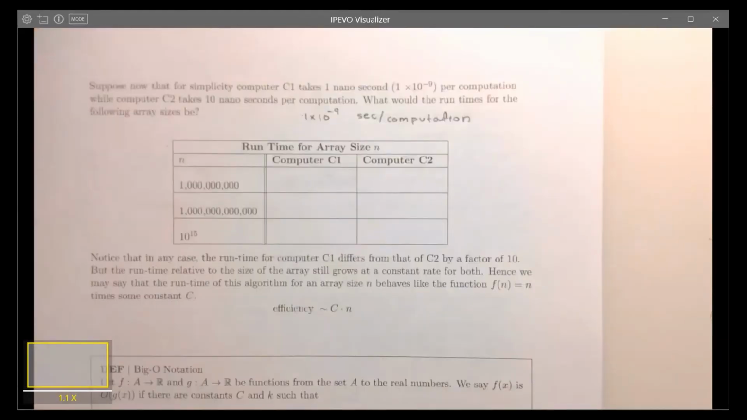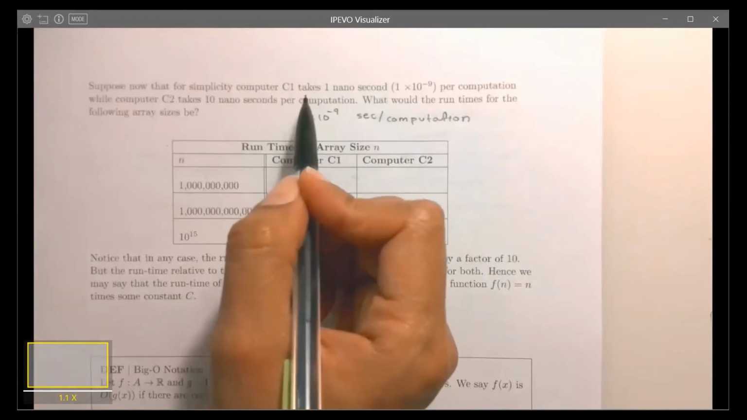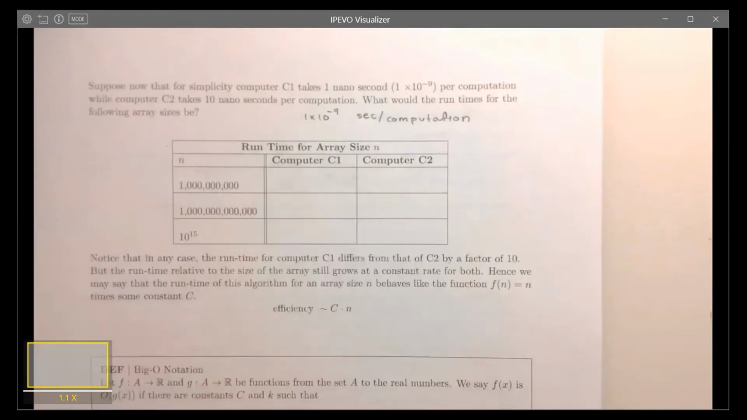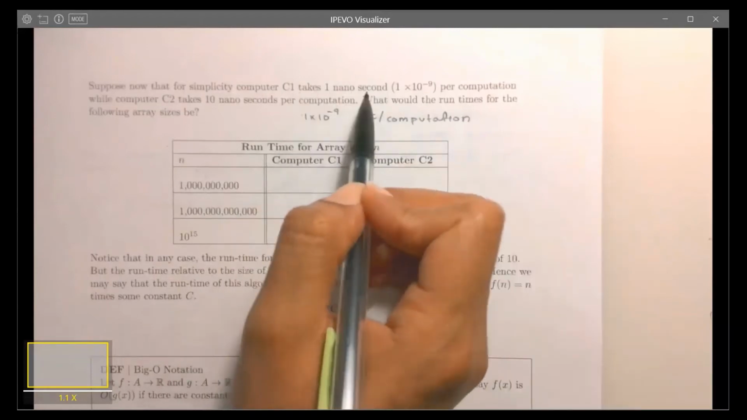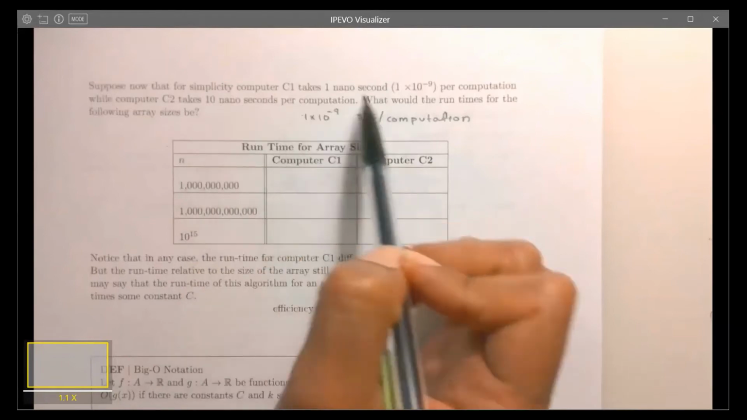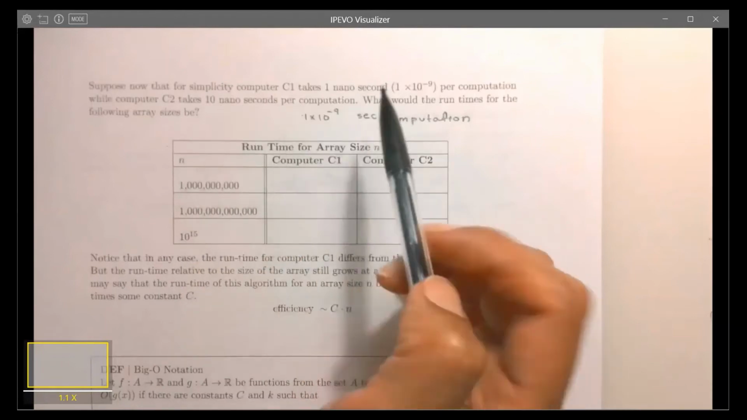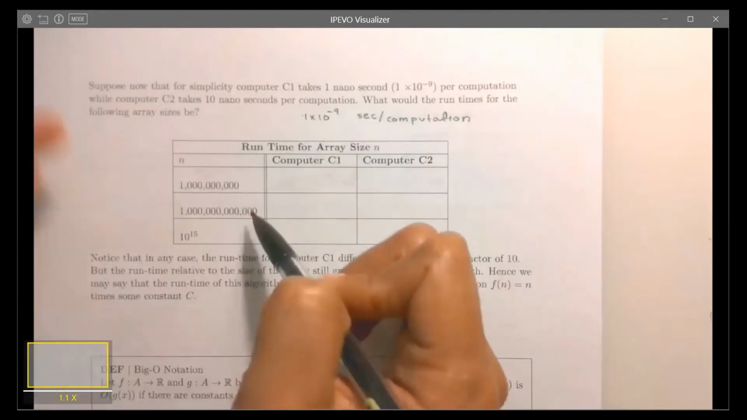So which one of these do we pick for the efficiency? All right, so we're going to be talking about how this number of visits or number of computations relates to the runtime. So let's say that computer 1 takes 1 nanosecond per computation, while computer 2 takes 10 nanoseconds per computation. So what would the runtimes be if we had these array sizes?